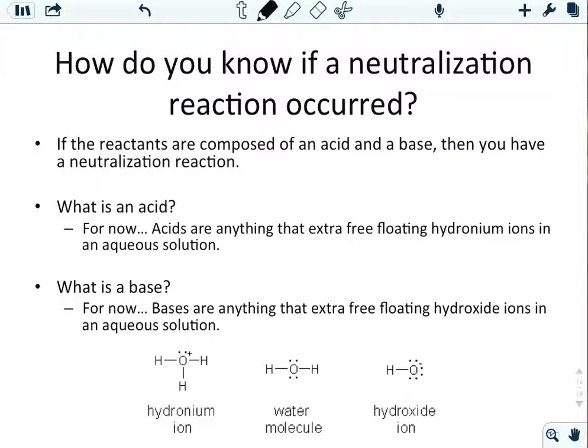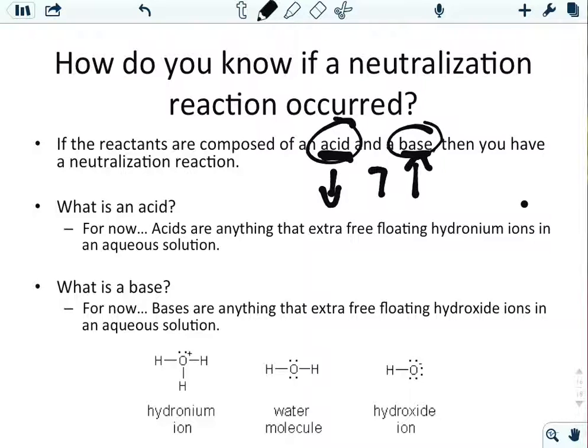If the reactants are composed of an acid or a base, then you have a neutralization reaction. So what happens if you put an acid and a base together? They neutralize. Acids have a very low pH, bases have a very high pH. So if I'm putting something very low in with something very high, they get right around a pH of 7, which is neutral. That's what water is. So if the reactants are an acid and base, we have a neutralization reaction.